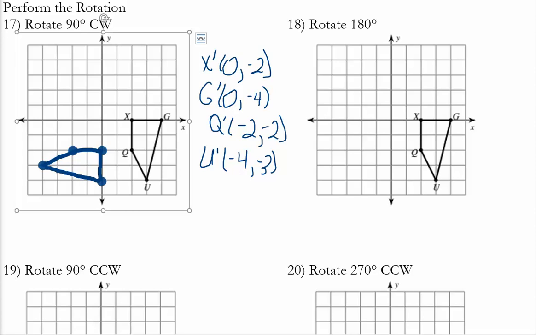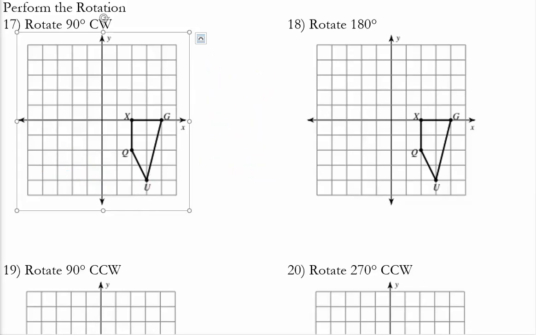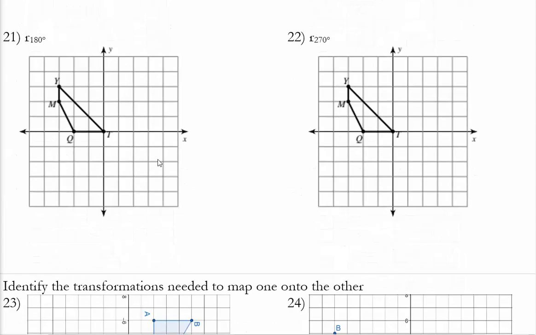Okay, so real quick, I do want to make sure that we're aware of something. If we look at 21 and 22 here, it just has that R. Now on 180, it doesn't matter. But on 270, it matters, and you're going to sit here and think, wait, Mr. O, there's no direction. I don't know if I'm going clockwise or counterclockwise.